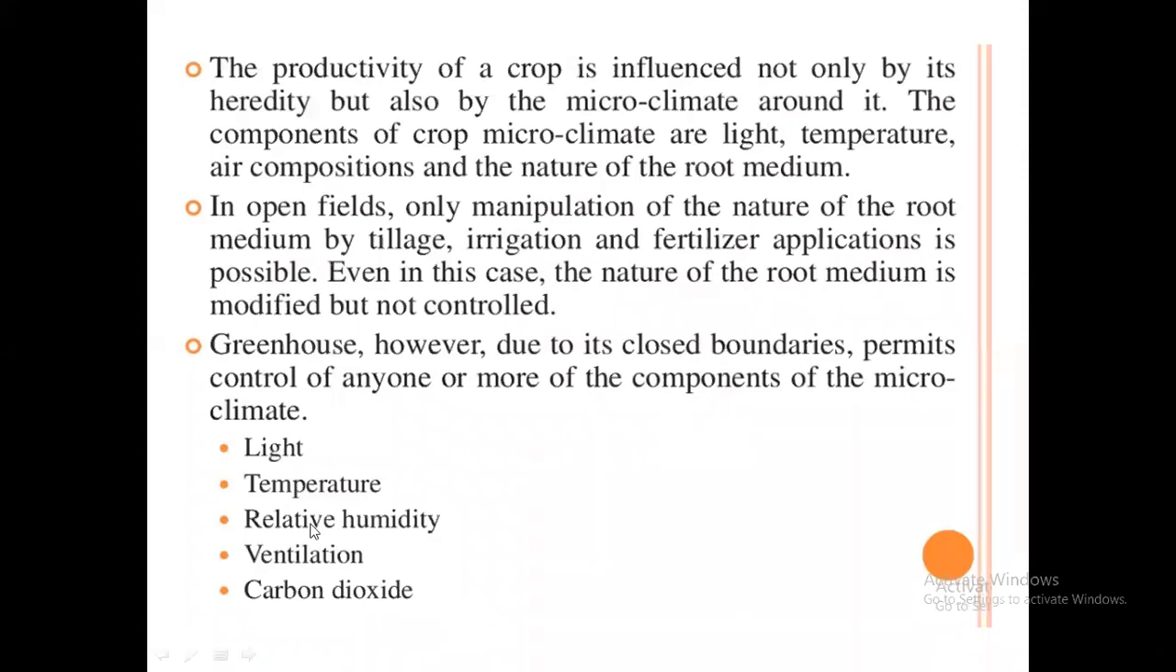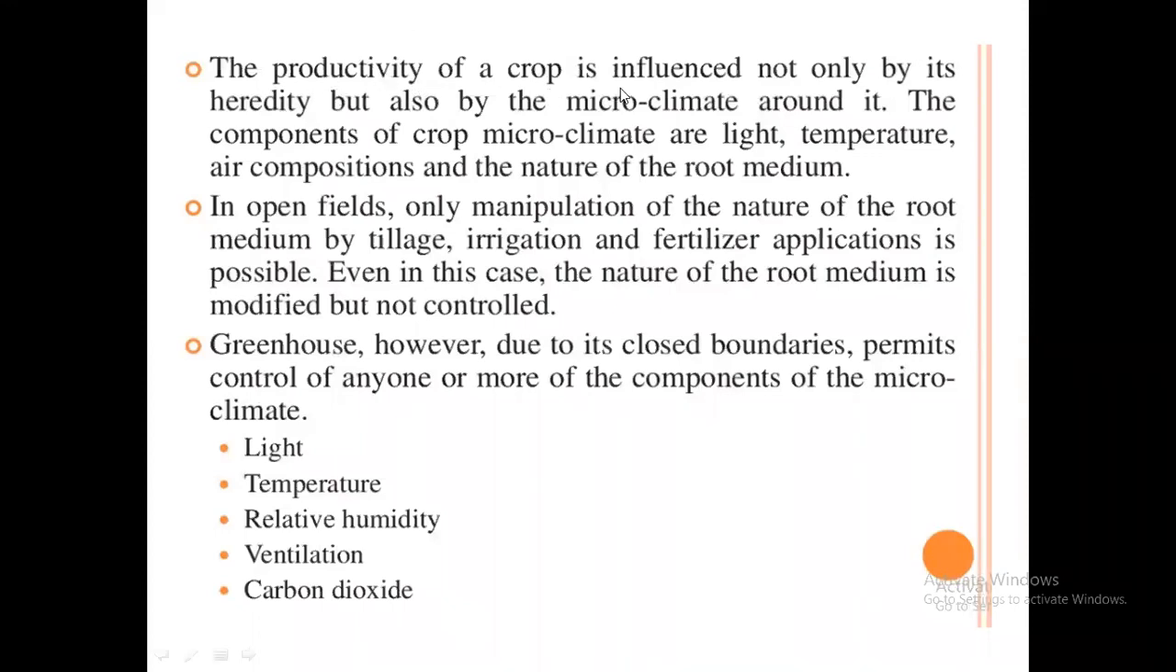Now, here some environmental parameters are enlisted. The first one is light, then the second one is temperature, then relative humidity, then ventilation, and then carbon dioxide, right? Now, how are these crops influenced in crop production and yield?